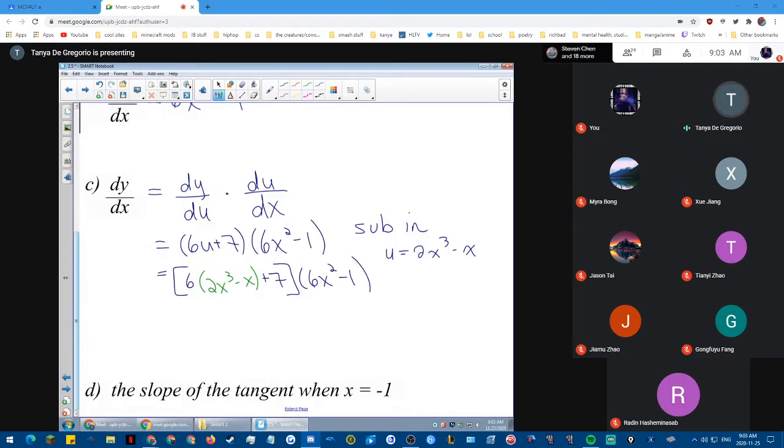Do I have to expand this whole thing? What do you guys think? Go back to what we said about simplification. Do I have to expand everything here? No, good. I want it factored, right? So we want it as 2 factors. But I do have to clean up my first bracket. So we're just going to clean up the first bracket and leave it as a simplified factor, okay? So this is going to be 12x cubed minus 6x plus 7, times 6x squared minus 1, and this is our slope function. This is our derivative.